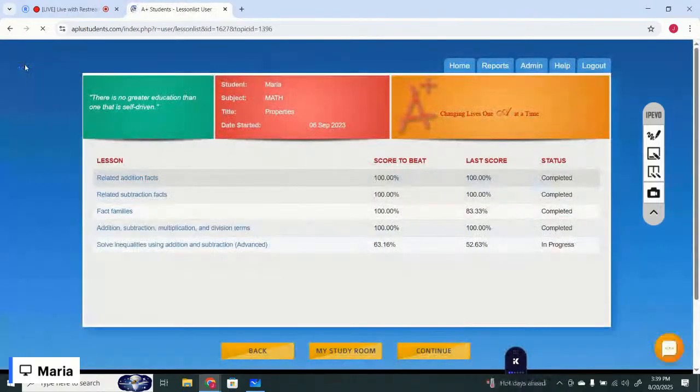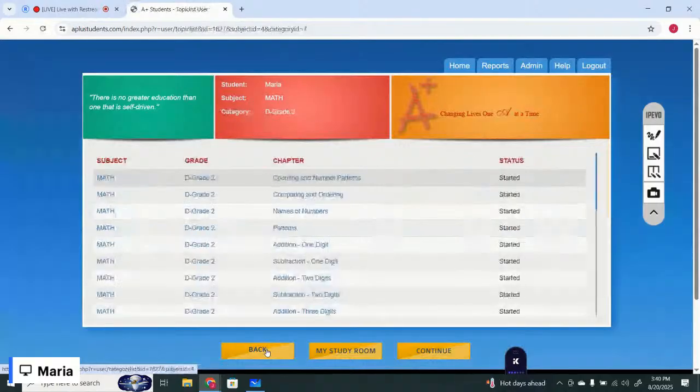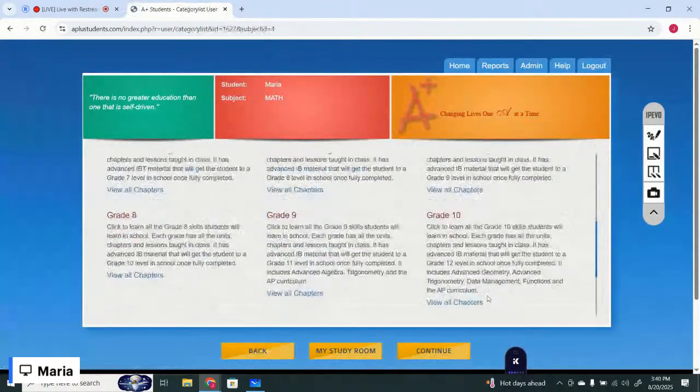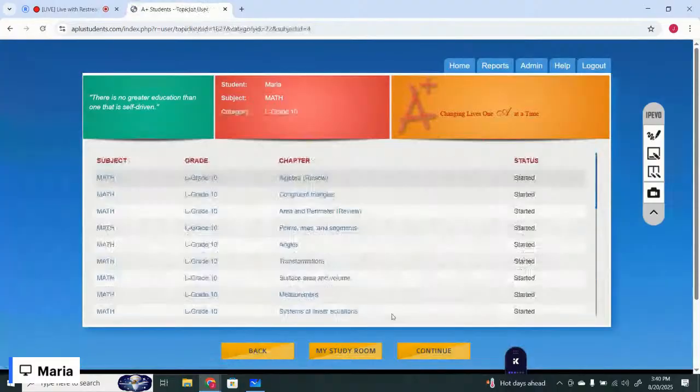So we were working on grade 2 math. The chapter we're working on is properties. The lessons we have covered today are related addition facts, related subtraction facts, fact families, addition, subtraction, multiplication, and division terms. So please make sure you have your notebook and pencil so that you can note down the important examples and definitions as well. I'm here to answer all your questions and confusions if you have any.